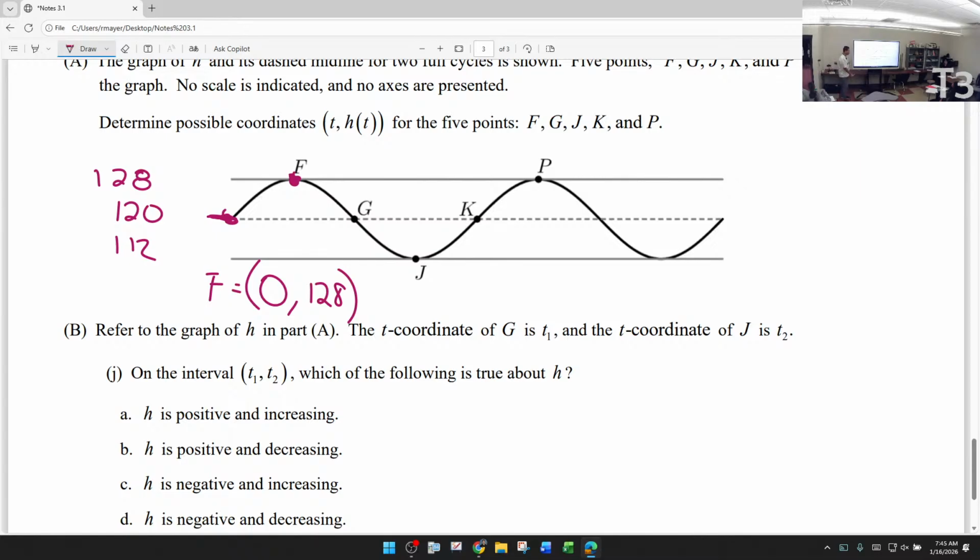And if it's 0, then this one over here is 1 complete cycle. That's going to be 30. But again, if you start with 30, then that's going to be 60. It's okay for all that. I just think 0 is easier to work with. So this one over here, P, is going to be 30, 128. And if that one's 30, J has got to be halfway between that. So J will be 15, except it can't be 128, and it's not 120, it's 112.